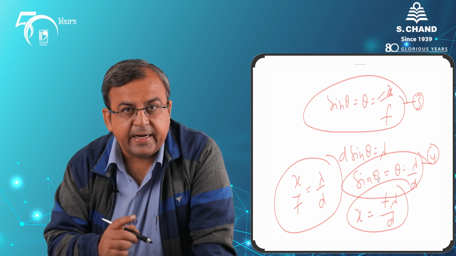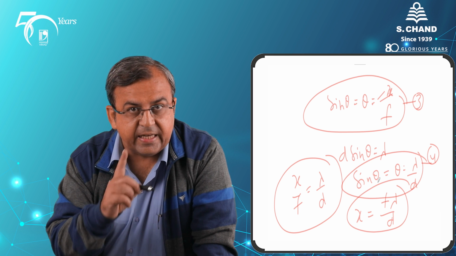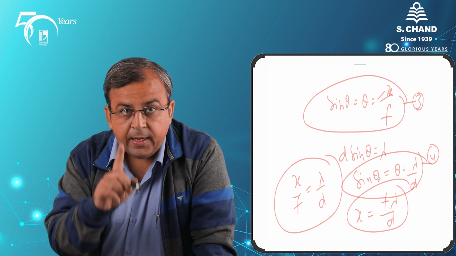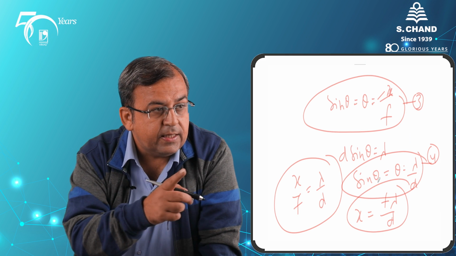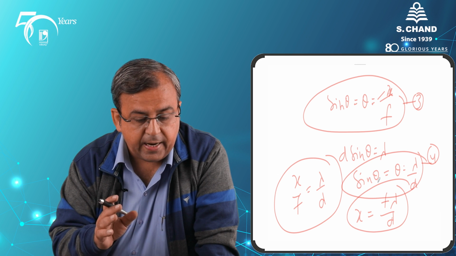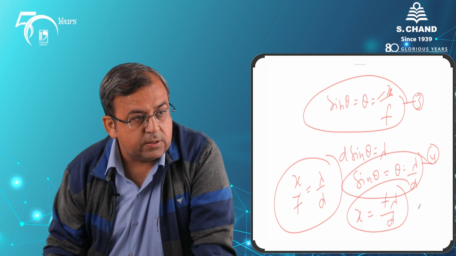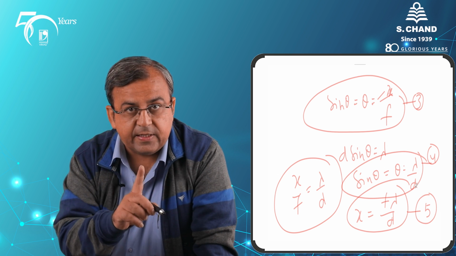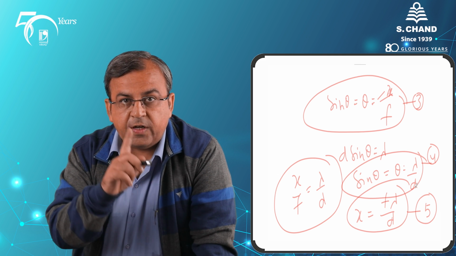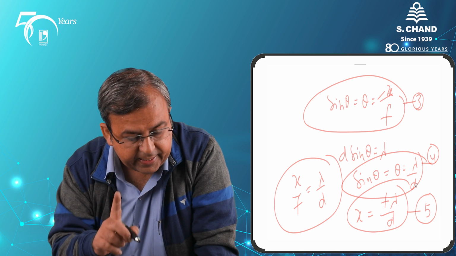Here x is the radius of the Airy disk. But what actually happens is that the radius of the first dark ring is slightly more than that given by this equation, sine theta is equal to lambda upon d, x is equal to f lambda upon d. Suppose this is equation number 5. We said that x is the radius of the Airy disk, but actually the radius of the first dark ring is slightly more than that given by equation number 5.